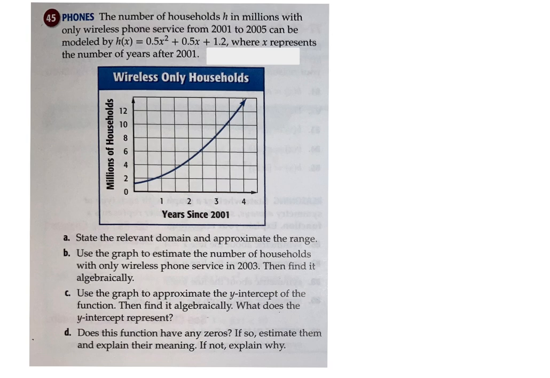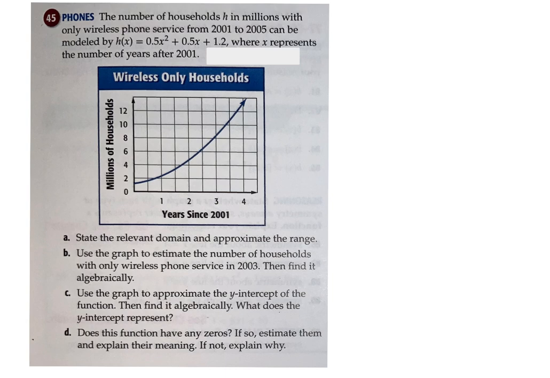So domain, you can tell that it goes from 0 years, obviously, since 2001, and it's going to go on indefinitely if they keep tracking this, but eventually it's probably going to just plateau out where nobody has a home phone at some point. And then it says, use the graph to estimate the number of households with only wireless phone service in 2003.